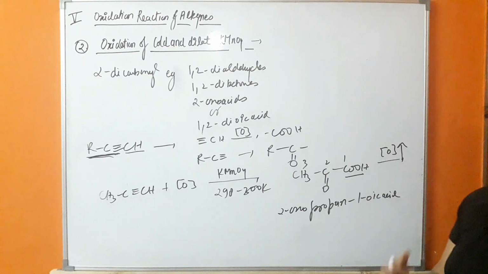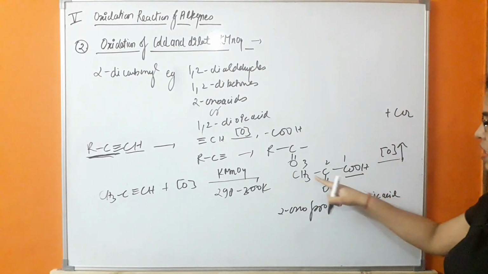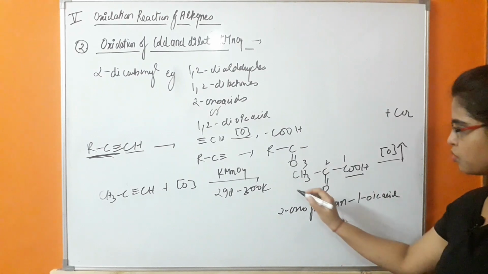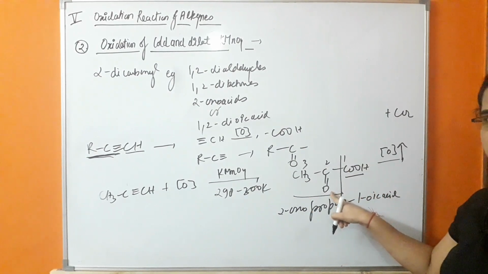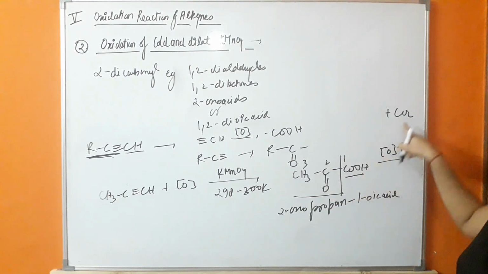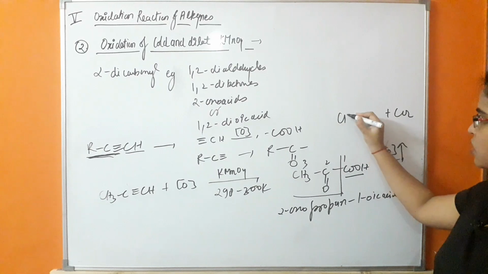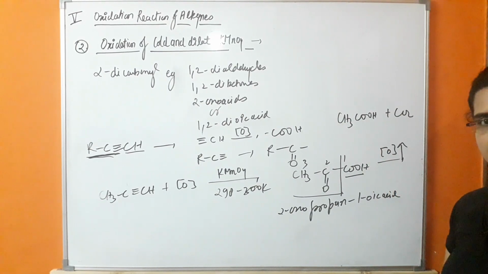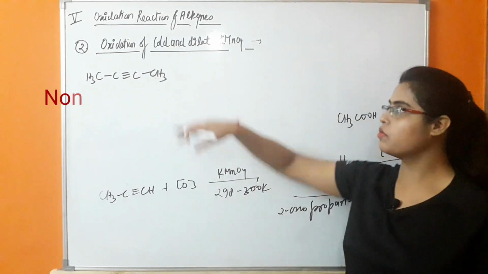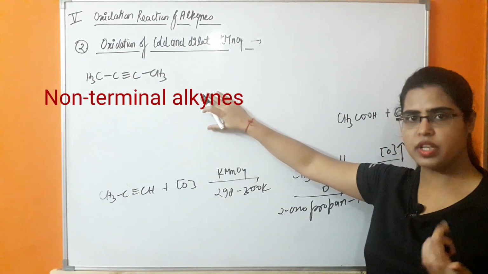This part will oxidize to CO2, whereas this part will oxidize to carboxylic acid. This part will oxidize to carboxylic acid and this part will be converted to CO2 on further oxidation. So there will be formation of CH3COOH, that is acetic acid. Whereas in the case of non-terminal alkynes, there is formation of diketone.